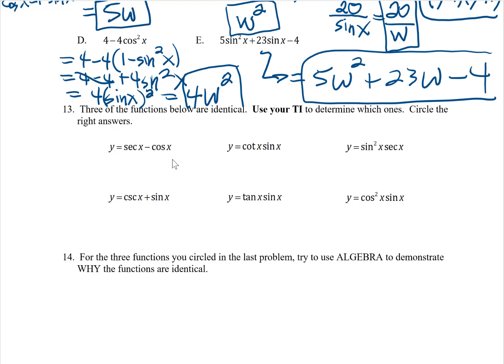Problem number 13. We're given 6 different functions here. 3 of them are identical. We want to use the calculator to determine which. All we need to do is graph them, and the ones that match are obviously identical. So let's start with y equals secant x minus cosine x.